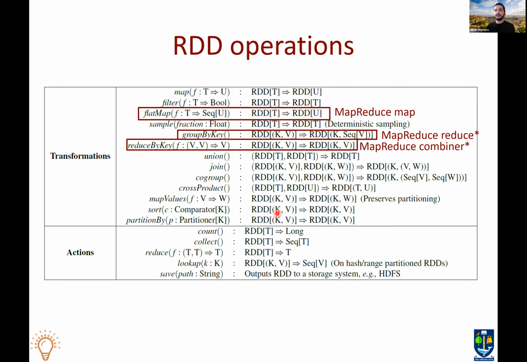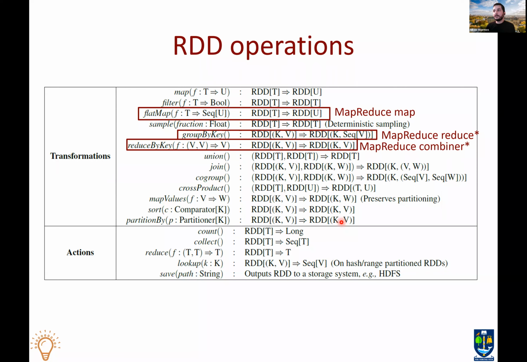Sort, well, again, it does what it says on the box. It takes an RDD that consists of keys and values, and it will sort it by key. Okay. And partition by, this is your way of repartitioning an RDD. So you can take an RDD consisting of a sequence of keys and values, and then you have a function on the key that tells you what partition it will be assigned to in the output. So you can take an RDD that's partitioned in any way and repartition it in any way you want. Okay.